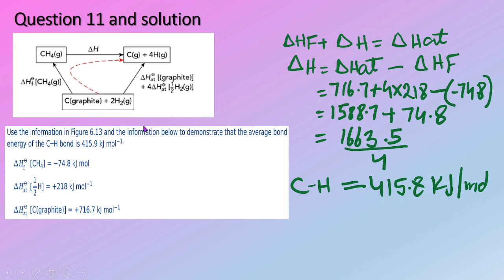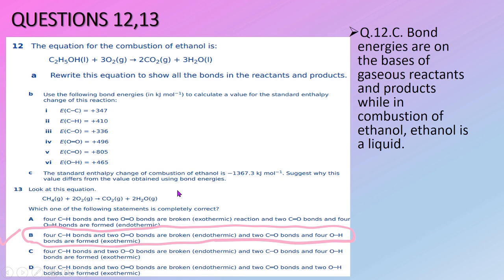Question number 11. So the question is given, all the values are given. So delta HF plus delta H atomization. We are going to find out the delta H here, delta H atomization minus delta HF. By putting the values, we got 1663.5 kilojoule per mole, but as it is for the methane, it has to be divided by 4 to get for one CH bond, and it is 415.8 kilojoule.